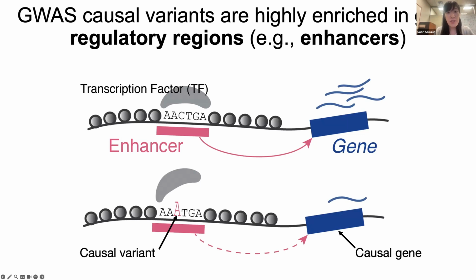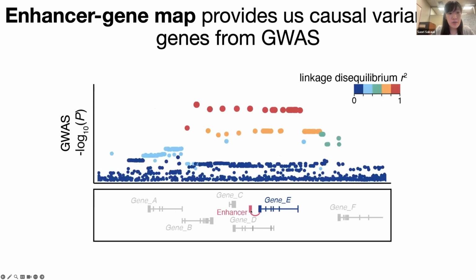So once we define an accurate enhancer gene connection at this locus, then you can overlay it with the GWAS statistics and identify a single causal variant at this locus, and also the causal gene for understanding the disease mechanism. This is why we need accurate enhancer gene maps to understand the logic of the non-coding regulation at this disease risk loci.